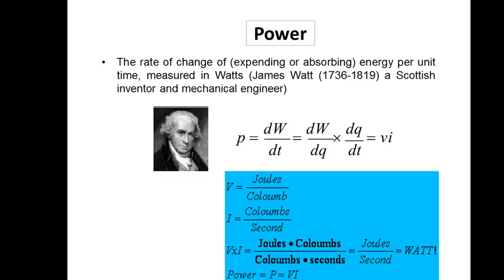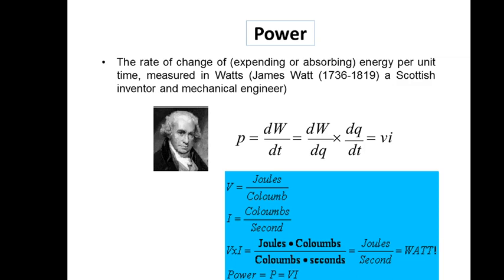Now coming to power, we generally find this from the voltage and current only. How are we finding that? Power is nothing but the rate of change of energy, that means the rate of change of energy per unit time. It is measured in watts. James Watt, a Scottish inventor and mechanical engineer, invented this power. So that's the reason the unit of power is watts.